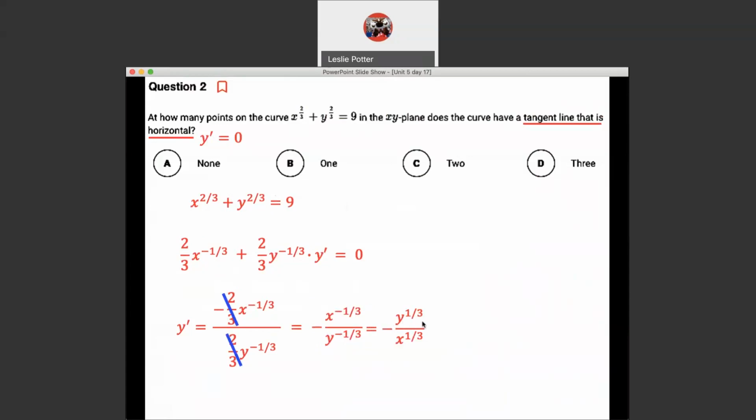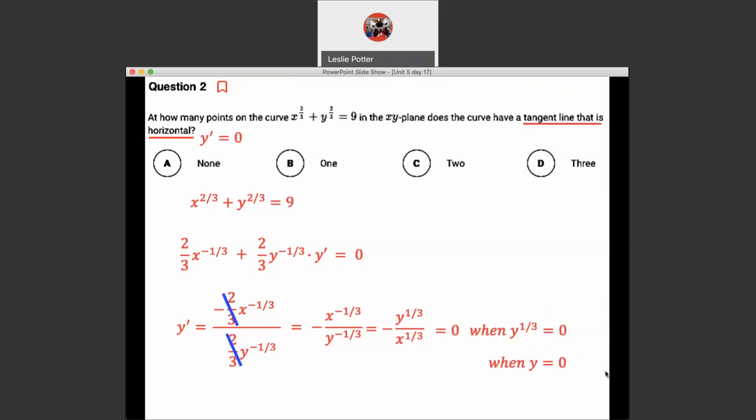Since we're looking for horizontal tangents, we just need to concern ourselves with when the numerator equals 0, because that's when the whole thing equals 0. So y to the 1/3 equals 0. When does that happen? If we cube each side, that happens when y is equal to 0. So the question is when is y equal to 0? And that's easier to answer when we know what values x has when y is equal to 0.